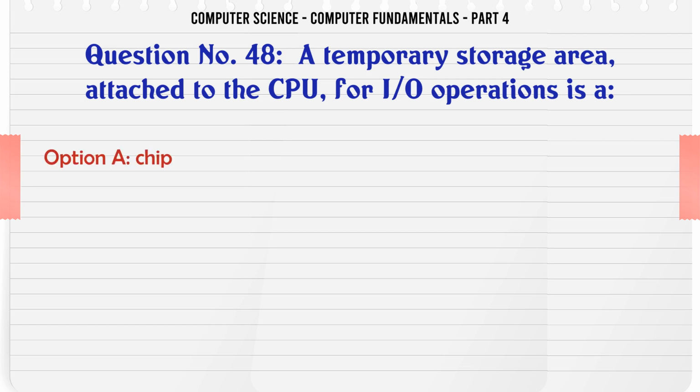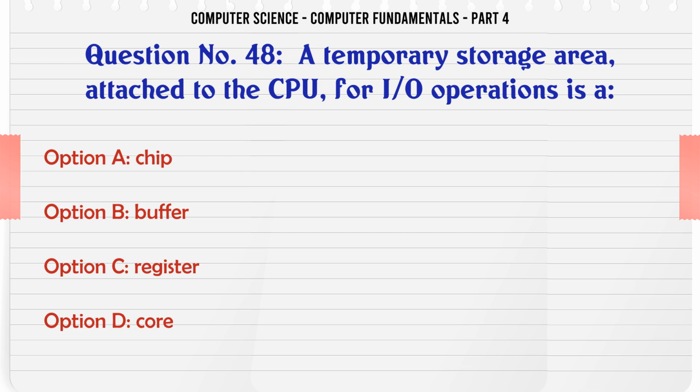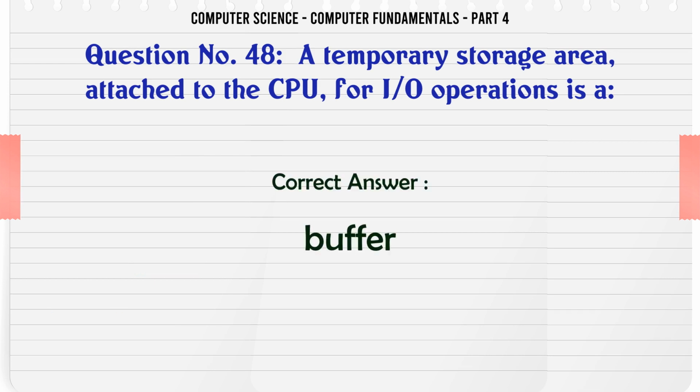A temporary storage area attached to the CPU for I/O operations is A. chip, B. buffer, C. register, D. core. The correct answer is buffer.